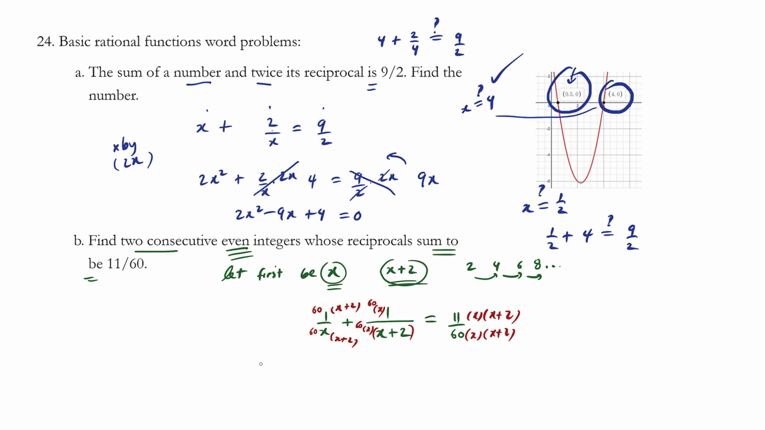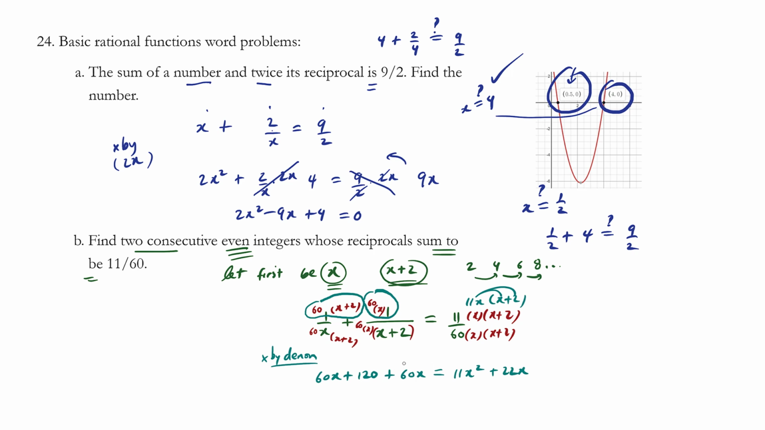So let's multiply by the denominator. When we multiply by the denominator, each term disappears completely, so we're only left with a numerator. Let's focus on this first term. The only thing left is 60 times this, which is 60x plus 120. As for this numerator, we have 60 times x, which is simply 60x, equals 11x times x plus 2. You feed the dog, feed the cat. We have 11x squared plus 22x.